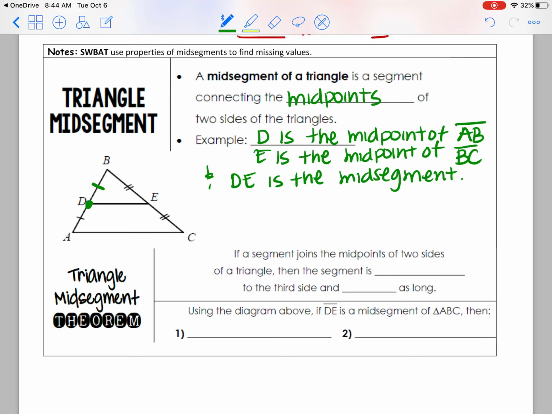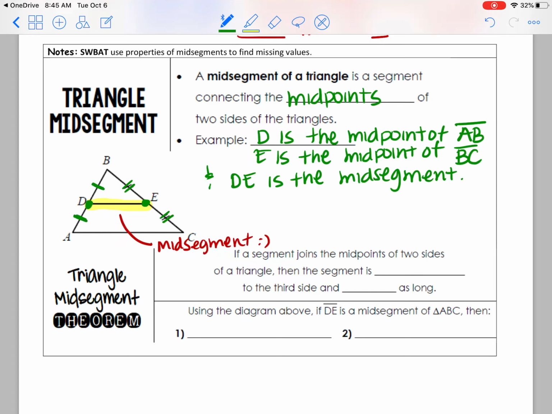We know that D is the midpoint because DB is equal to AD. E is the midpoint because EB is equal to EC. And so this segment, once I connect those two midpoints, that's going to be my mid-segment. There's something special about this mid-segment and its measure, so let's continue with the notes.